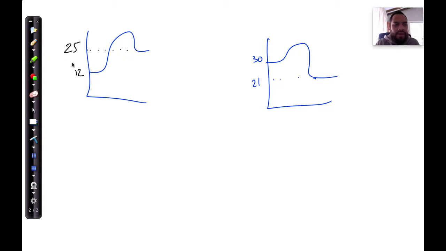Let's say this one starts at 30 and ends up over there at 21. If I ask you to calculate delta H, firstly, by the shape of this graph, you can tell me immediately this is an endothermic curve. Why? Because I started with little energy and end up with more energy. I started off with 12 and ended up with 25. Over here, I started off with 30 and ended up with 21. So this one is endothermic, and this one is exothermic.